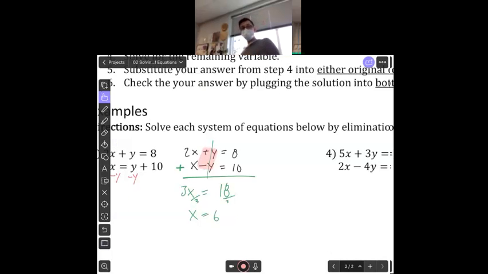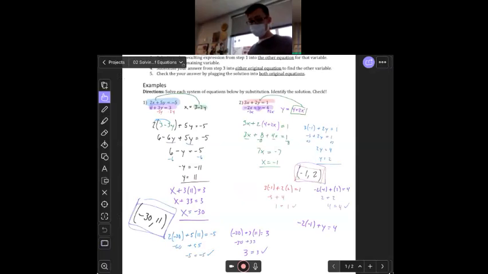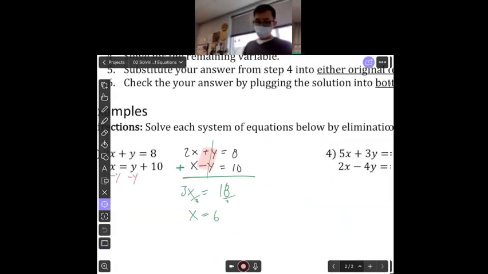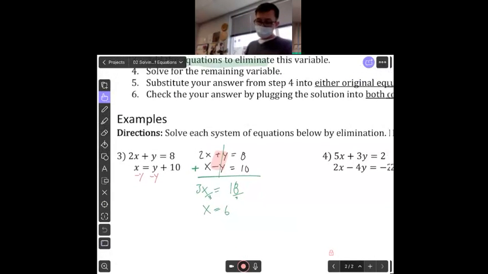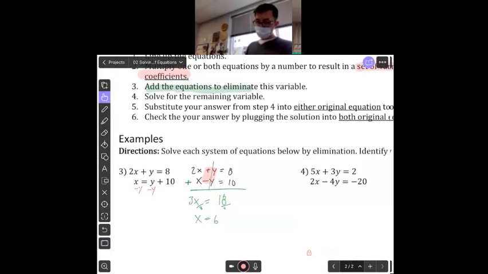So generally this method tends to be a little bit faster, which I think is part of the reason too why people like it. Like we found x already versus looking at the amount of work it took us to find the first variable here. Generally more work with substitution. So I think it's part of the reason why people like the elimination method a little better. It's faster, most of the time. So there's x.